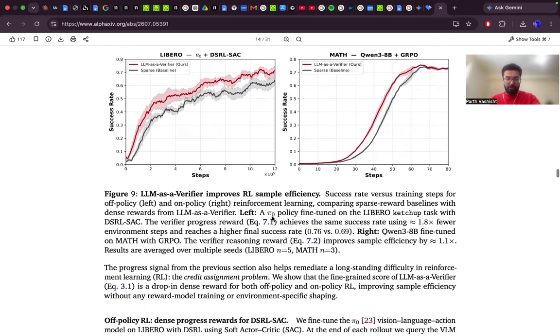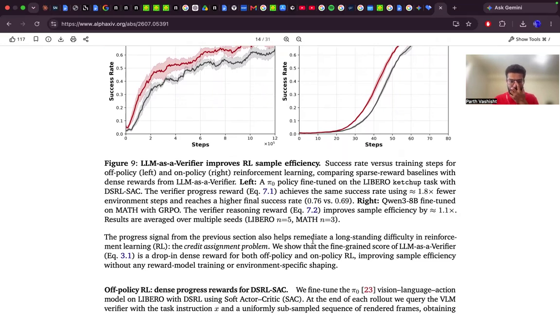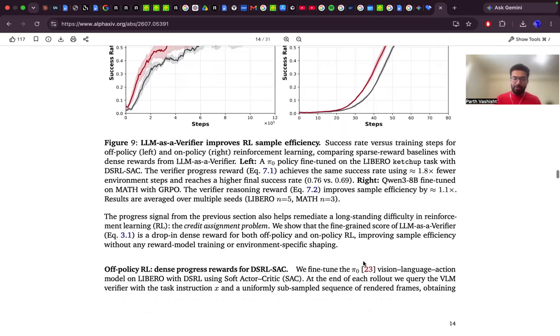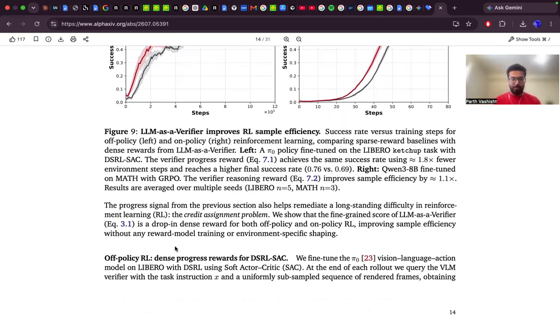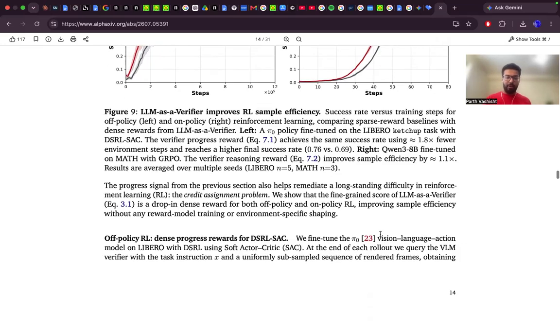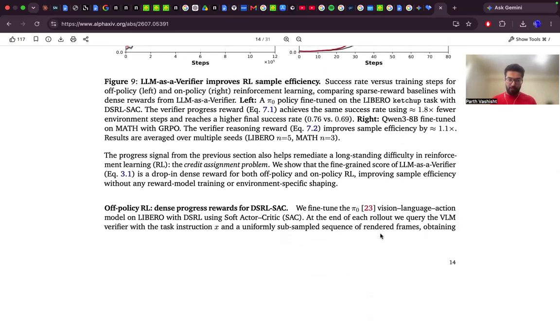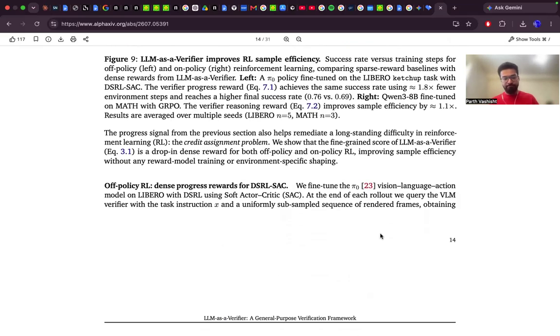So this can be used right over here. The process signal from the previous section also helps to remediate a long-standing difficulty in reinforcement learning, the credit assignment problem. And we show that the fine-grained score of LLM as a verifier, equation 3.1, is a drop-in dense reward for both off-policy and on-policy reinforcement learning and improves sample efficiency without any reward model training or environment-specific shaping. Very important. So if you're using LLM as a judge, even for offline reinforcement learning, we use LLM as a verifier, much better. Now, off-policy reinforcement learning: dense progress rewards for DSRL SAC.